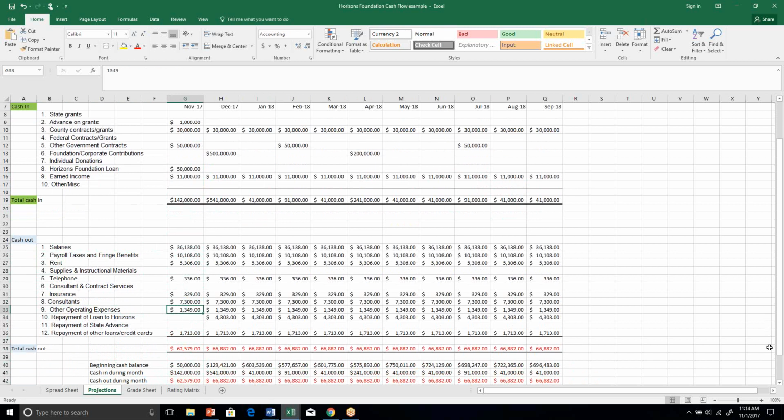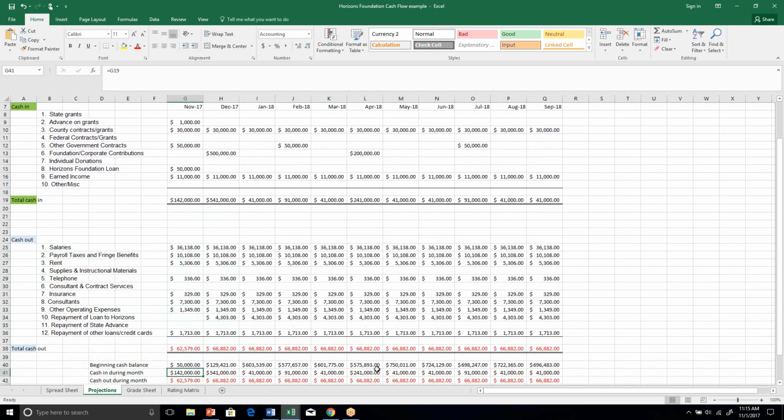So in the month of November 2017, we're anticipated to spend $36,000 on salaries and another $10,000 on taxes and all those fringe benefits that we all receive, rent, etc. And there may be other expenses as well in the month. Similarly, in December, what does it look like? Here we're starting to make a payment back to the foundation for the $50,000 loan. So anyway, I think you get the picture at this point. So total cash out for November, $62,000, increase to $66,000, etc., across the board.